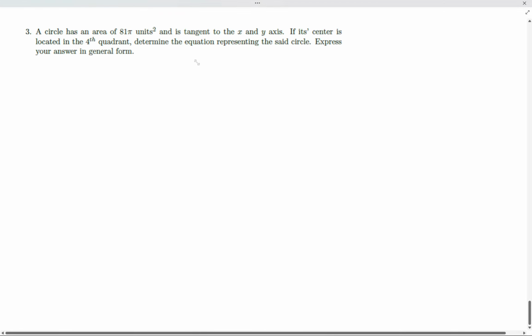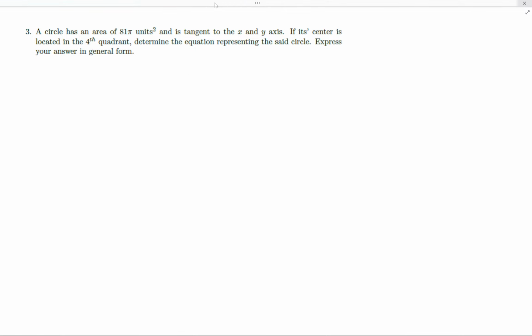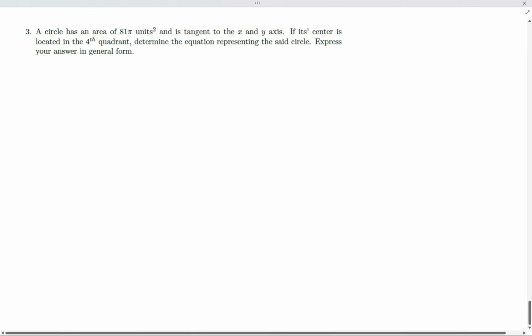Let me copy again the question from the other panel here. Okay, so we have here a circle that has an area of 81 pi units squared and is tangent to the x and y axis. If its center is located at the 4th quadrant, determine the equation representing the said circle. Okay, so let's draw where the circle would be located.